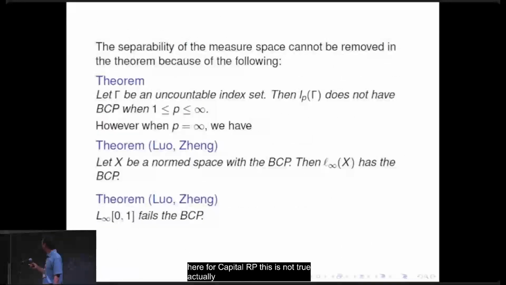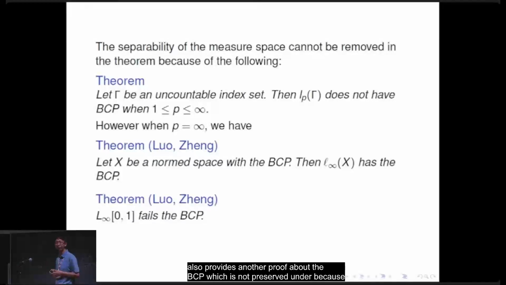Actually, we showed that just capital L infinity itself fails the Ball covering property. So infinity is not true for the capital L_p case. This also provides another proof that the BCP is not preserved under linear isomorphisms, because little l infinity is isomorphic to capital L infinity. However, little l infinity has the Ball covering property, but capital L infinity doesn't have it. Okay, so this is a simpler proof than the abstract proof in the earlier papers.